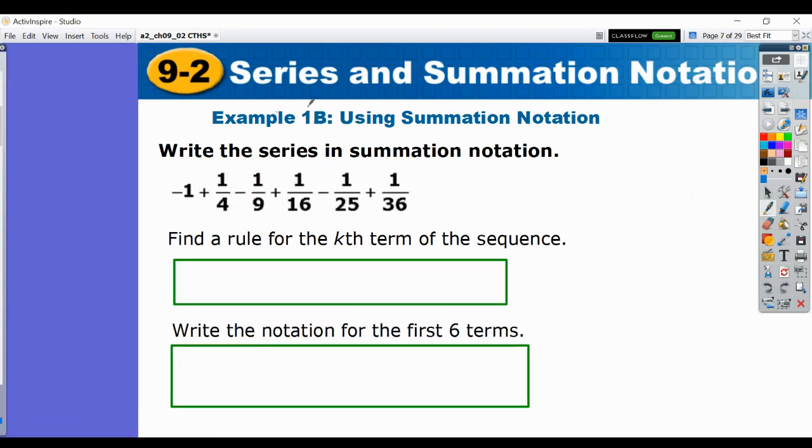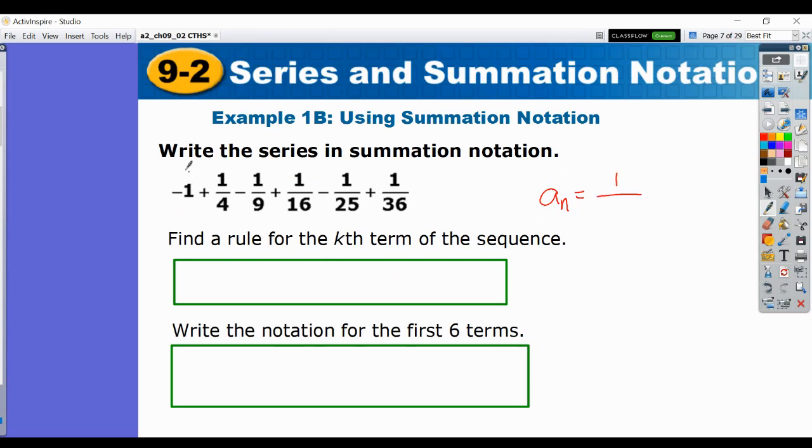All right, let's try another one. This one, negative 1, 1/4, 1/9, 1/16. Notice the signs are alternating, negative, positive, negative, positive. We'll deal with that when we write our sequence as well. I really like n better, so it can be n or k or whatever. So what is the pattern that you see here? Well, these all have a 1 on the top.